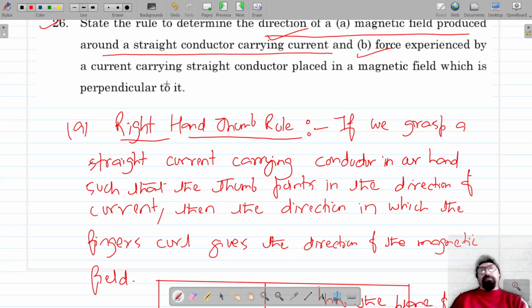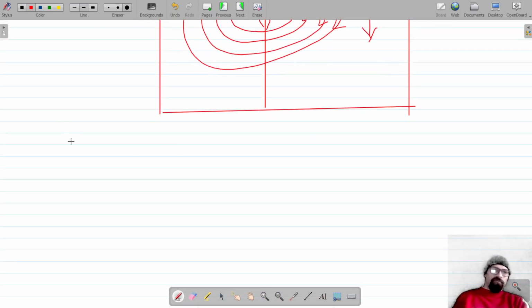Now, the force experienced by a current carrying straight conductor placed in a magnetic field which is perpendicular to it. What is the rule that we use? The rule that we use is Fleming's left hand rule. This is Fleming's left hand rule.